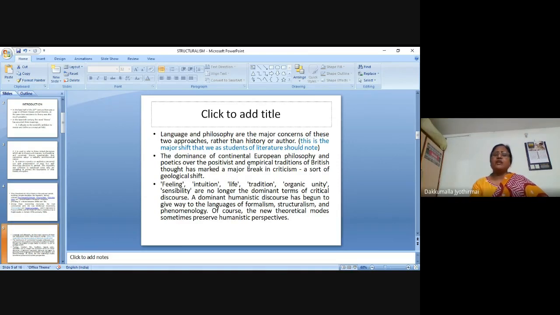So what happened with the advent of these theories? Language and philosophy are the major concerns of these two approaches, rather than history or author. See, this is the major shift that we, as students of literature, should note, because we are going to read "What Is an Author?" and "The Death of the Author." These names will sound very strange to you.